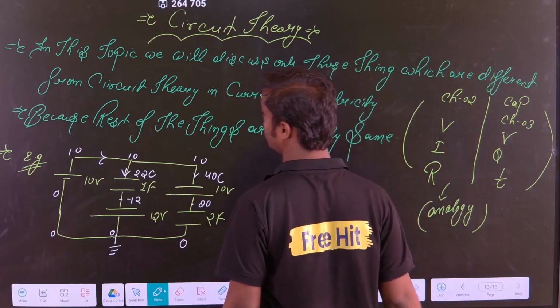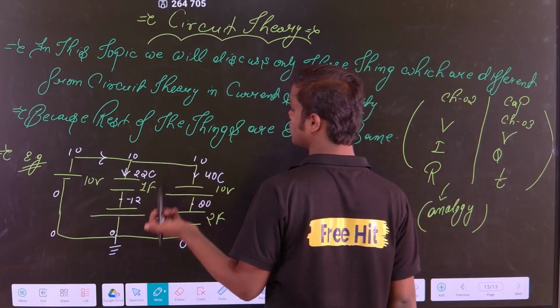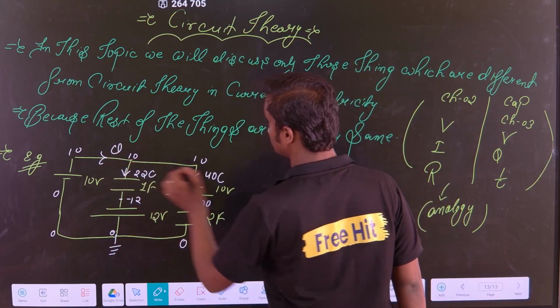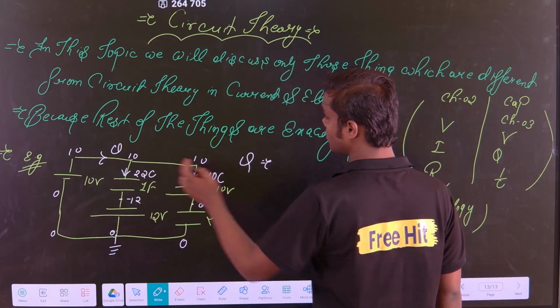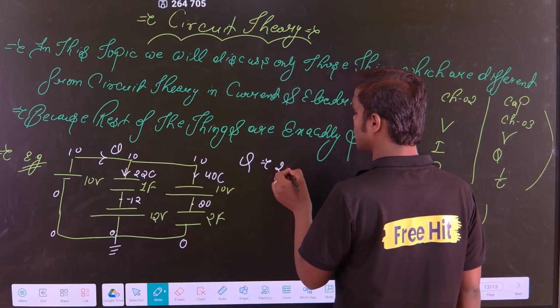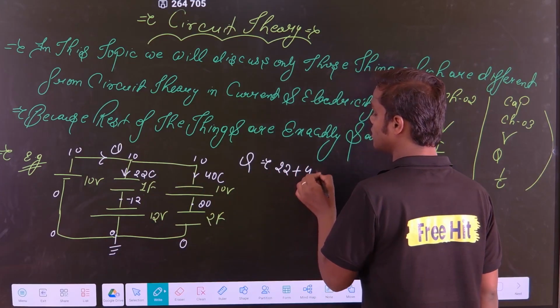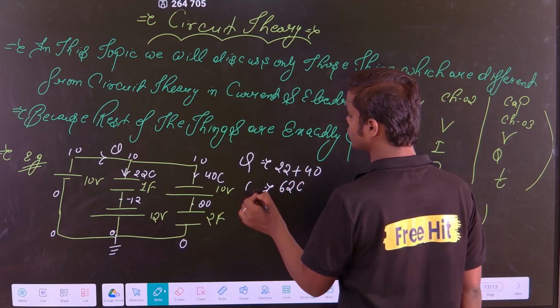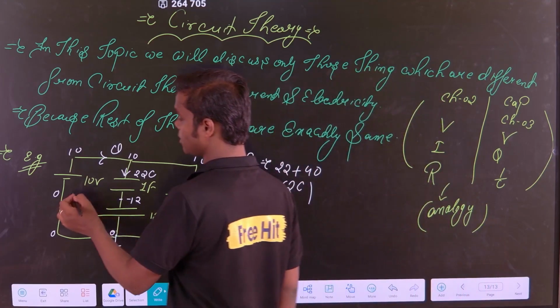The same rule will be valid for charge also. According to KCL on charge, we can write that incoming charge is equal to outgoing charge, similar to incoming current is equal to outgoing current. So this will be equal to how much? That is 62 coulomb. That is the charge in this branch. Charge in this branch is 62 coulomb.